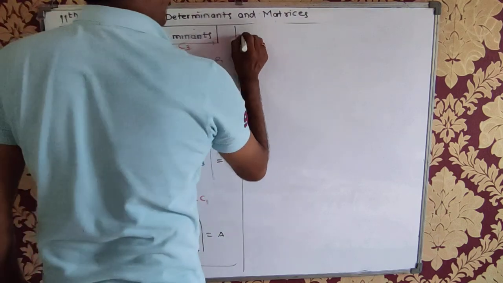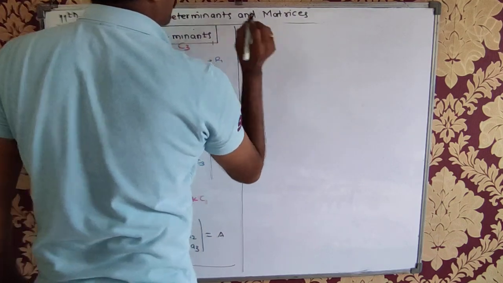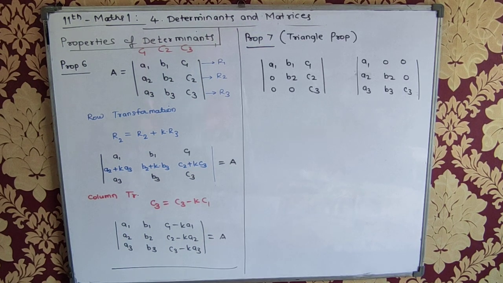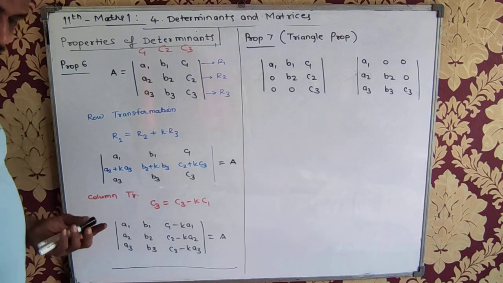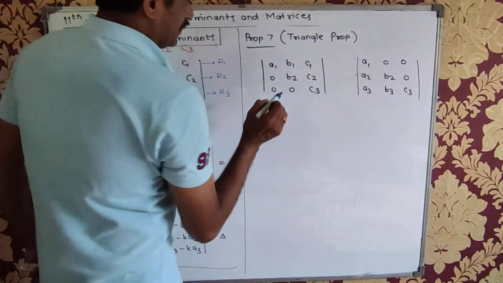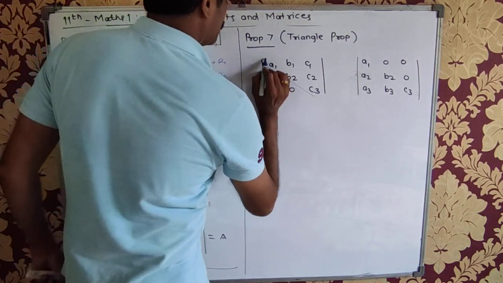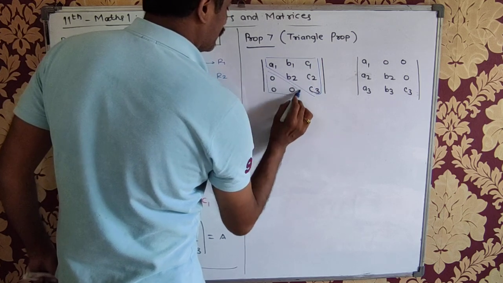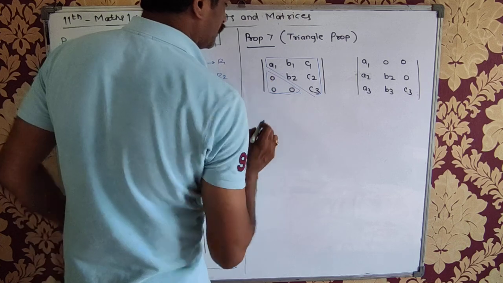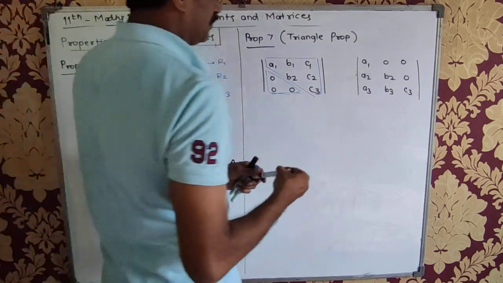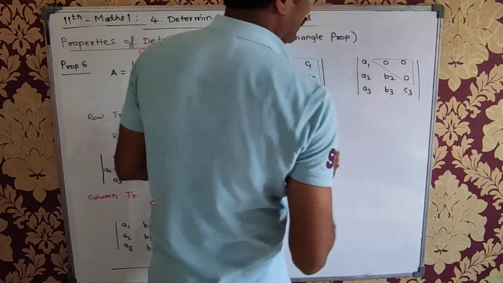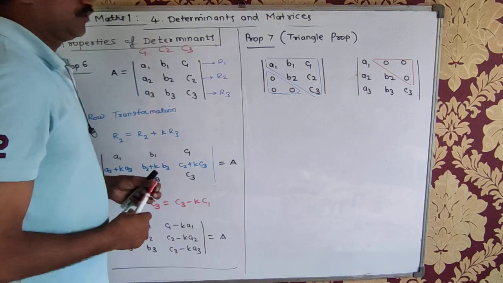Then there is one last property given in the book. Property number 7. This property number 7 is also called the triangle property. Now let me explain what this property is. If you look at this determinant, is this forming a triangle here? Here also a triangle is being formed, right? This is the lower triangle. And here it's forming the triangle in the upper region. Yes or no? So this is called the triangle property.